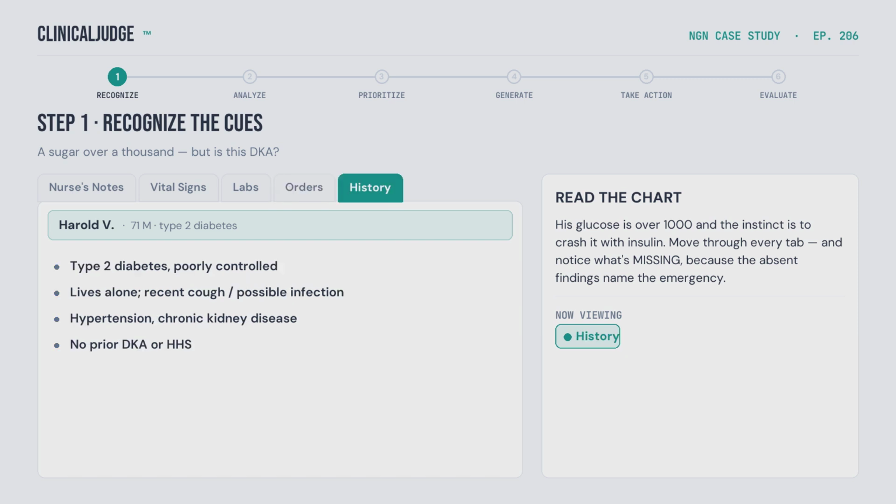Finally, the history tab. He has type 2 diabetes, poorly controlled, and he lives alone, with a recent cough, a clue to a brewing infection. He has high blood pressure and chronic kidney disease, which matter because his kidneys and his heart shape how you give those large volumes of fluid. And he has never had a diabetic emergency before. Together, these tell a story. An older, dry, likely infected patient whose sugar climbed silently over days until his brain began to fail.